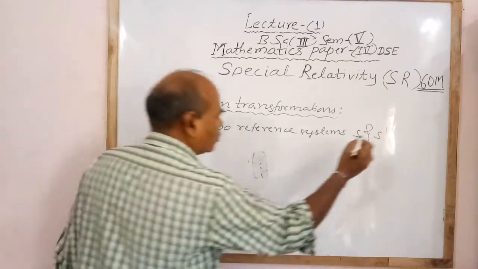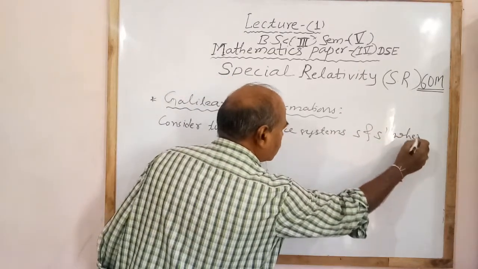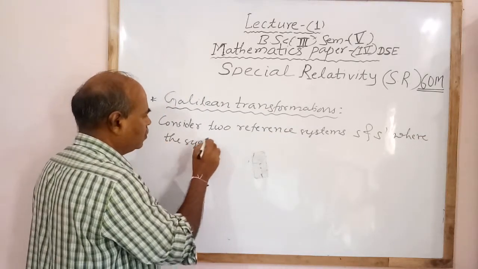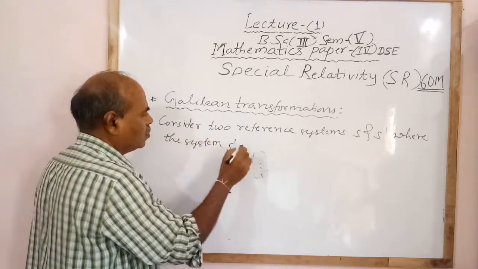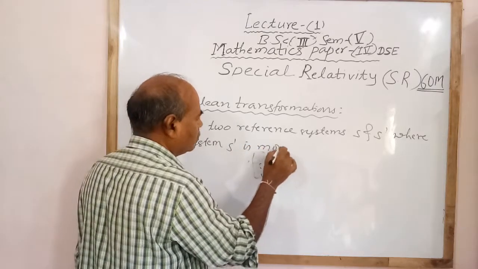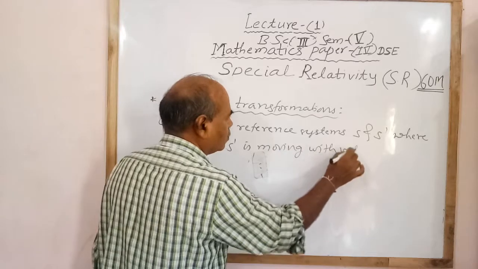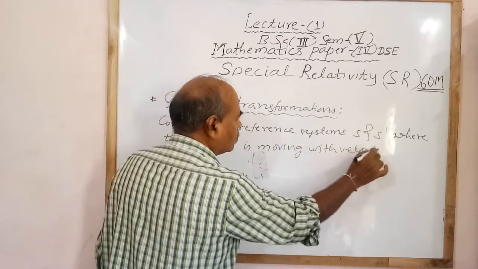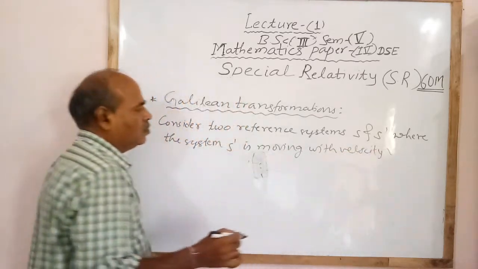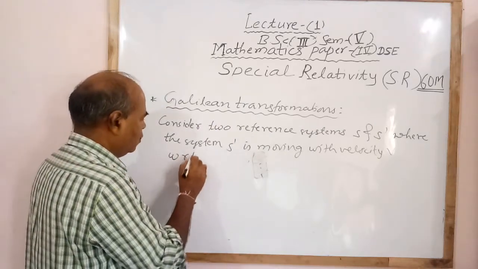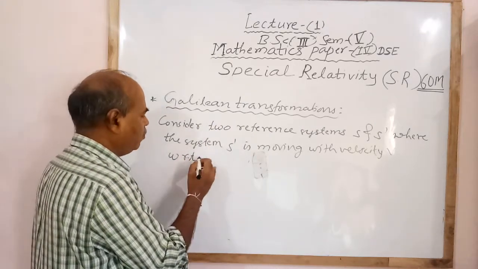where the system S dash is moving with velocity v with respect to reference system S.